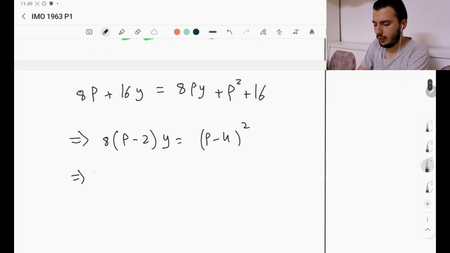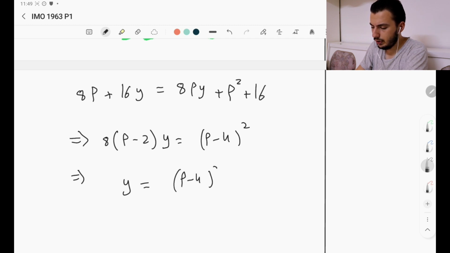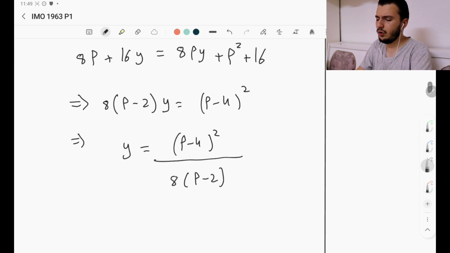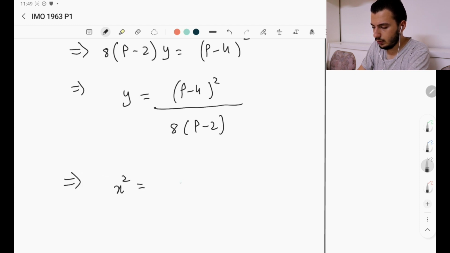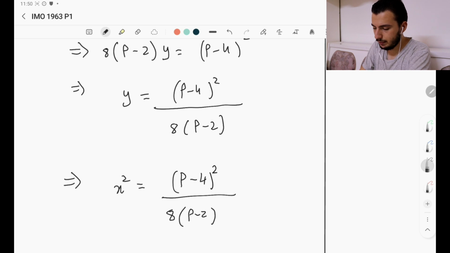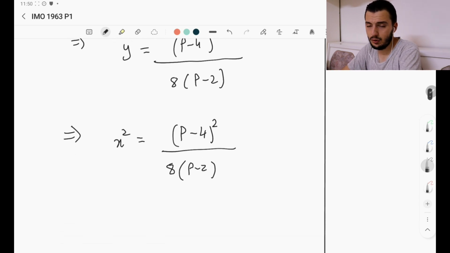Alright, so finally we have the value of y. Of course, we need to be careful that this is not 0. So y is equal to b minus 4 squared over 8 times b minus 2. Of course, we're not solving it for y, remember, we need to substitute for x. What was y? x squared. So x squared is equal to b minus 4 squared over 8 times b minus 2.